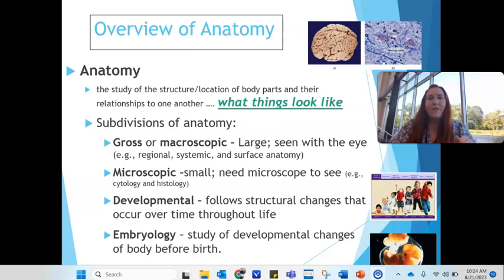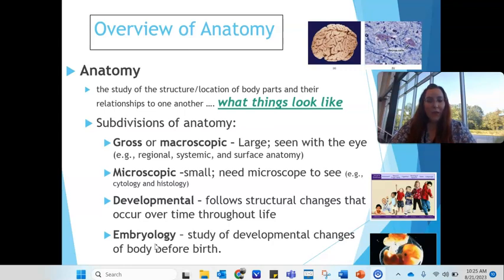Okay, so subdivisions of anatomy. We are going to be looking at anatomy in a couple different levels. We can do gross, or gross means large, macroscopic. So we can look at gross anatomy, which is anything that you can see with your normal eye. So this can be talked about as regional, systemic, or surface anatomy. That'll be on the next slide as well. Versus microscopic. So we will actually have a unit where we look at microscopic anatomy. So that's anything that's really small. You need to use a microscope to see it, such as different types of cells and tissues of the body. We do have a unit on that.